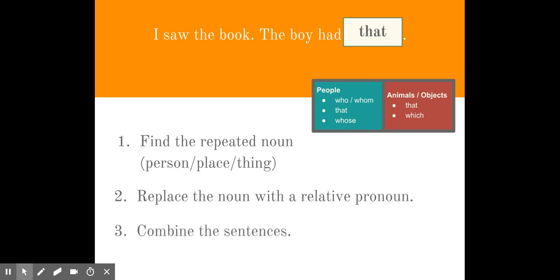Okay. And now we need to combine the sentences, but remember, our relative pronoun always comes at the beginning of the relative clause. So I saw the book, the boy had that does not work. You have to move this to the beginning of the clause. Right? I saw the book that the boy had. Right? Moves to the front. This will always happen when you're describing an object, right? Because the object always comes at the end of the sentence. You will always need to move your relative pronoun to the beginning of the clause when you're modifying an object.